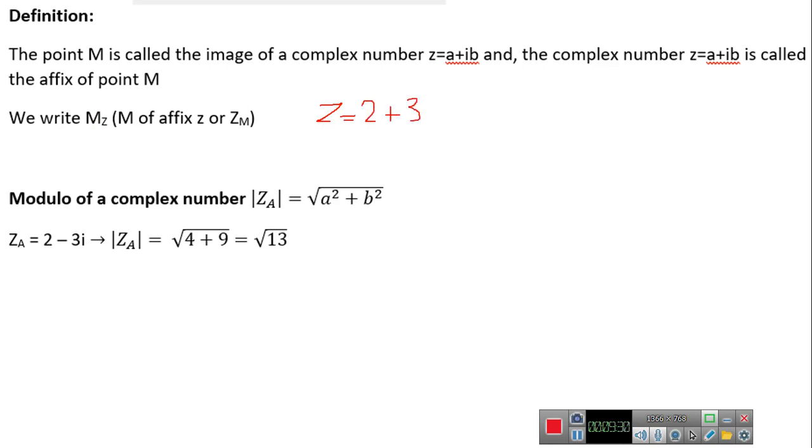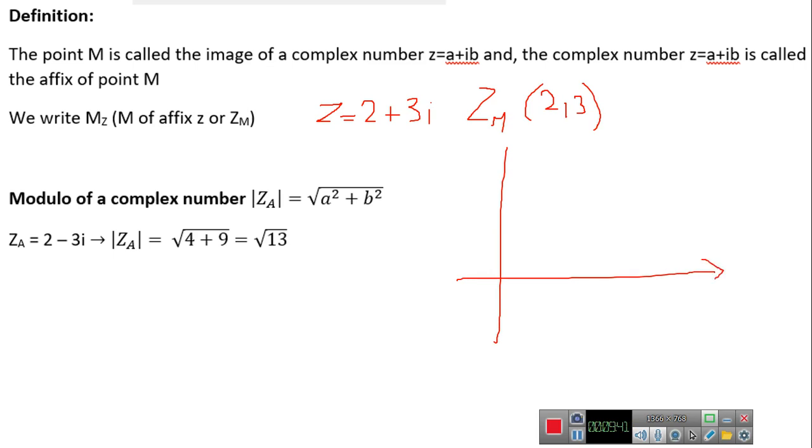Because a complex number can be written, if you have, for example, 2 plus 3i, here you can take it as a point M of z, or z of M, whose components are, for example, 2 and 3. So you have the x, y axes. The x axis will be the real axis, the real one, and the y axis will be the imaginary one, so i.